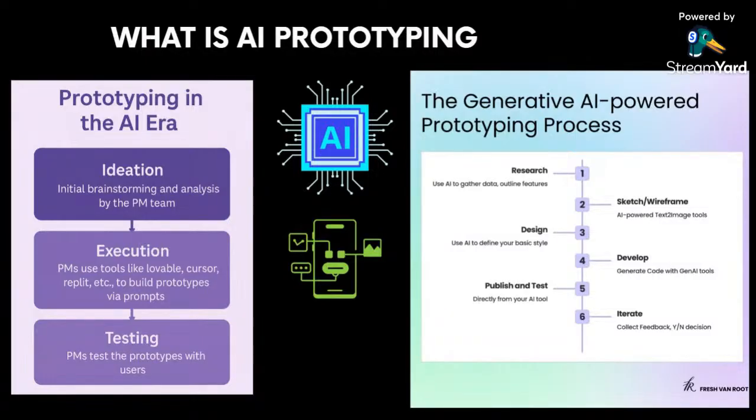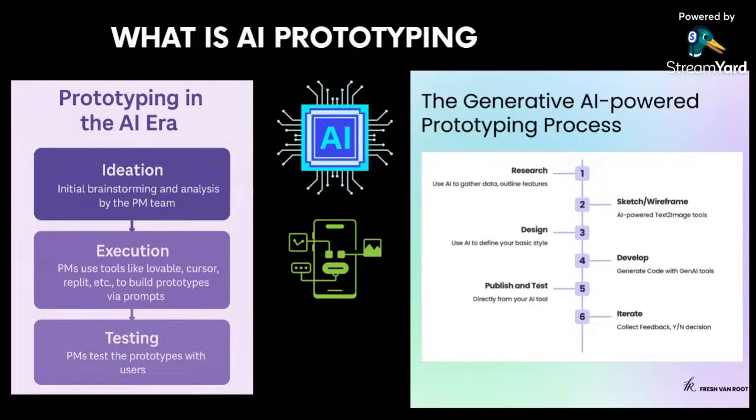So ideation: initial brainstorming and analysis by the PM team, right? In ideation, you guys will think about your product and get the ideas. You can also use ChatGPT to give a basic understanding of whether any idea is possible or not. Not for the full product and every feature, you can't use ChatGPT, but for the ideation, you can get help from AI. So next is the execution.